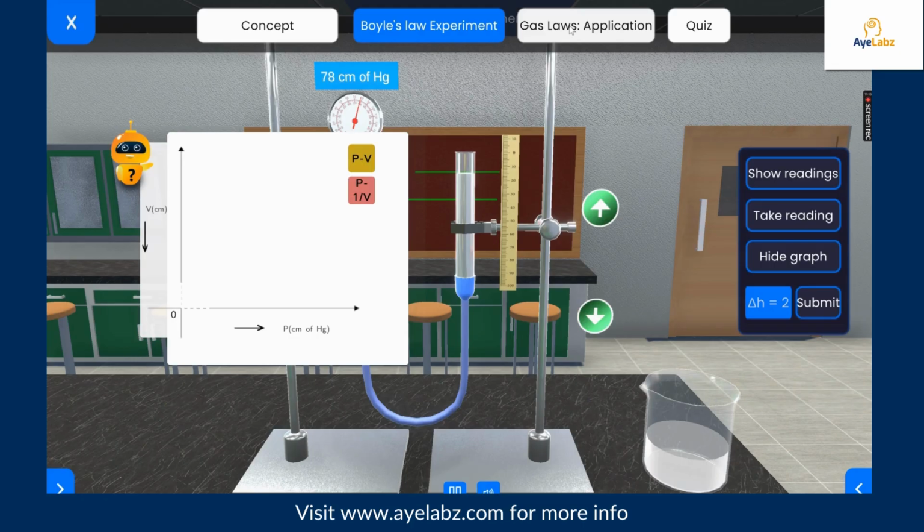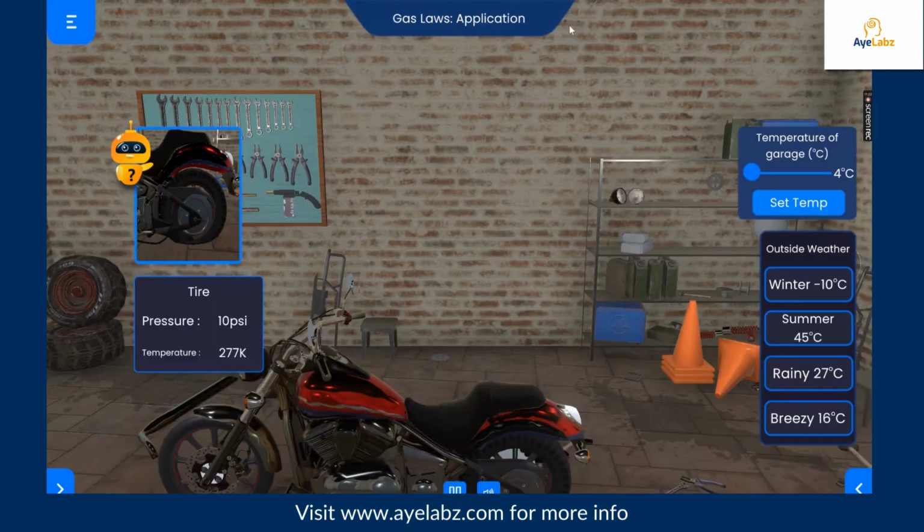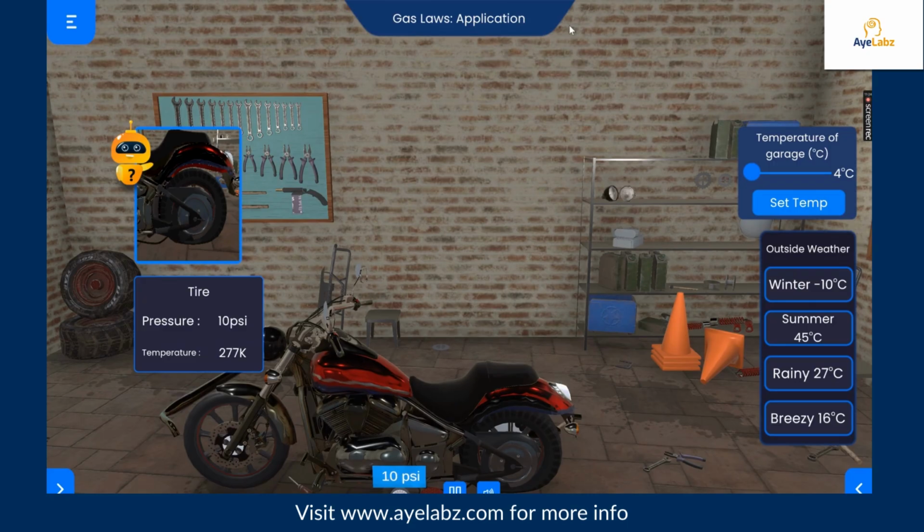Let me go to the third part of this simulation, which is the real life application of these gas laws. For instance, when you inflate a bicycle tire, you are decreasing the volume of the air inside the pump, which increases the pressure, forcing the air into the tire. Let's imagine this kind of situation. We are bringing our students to the garage to fill air into the bicycle.